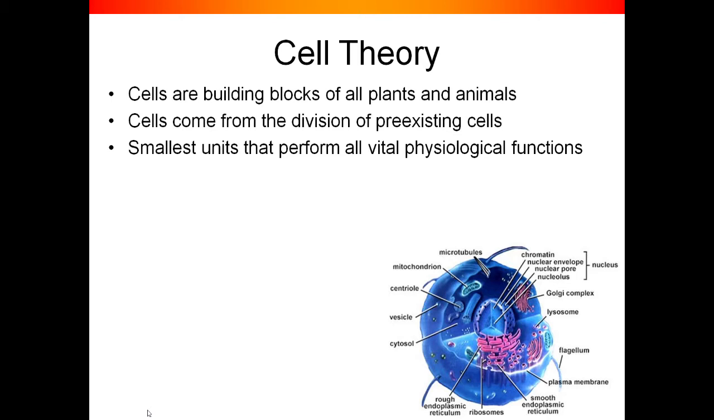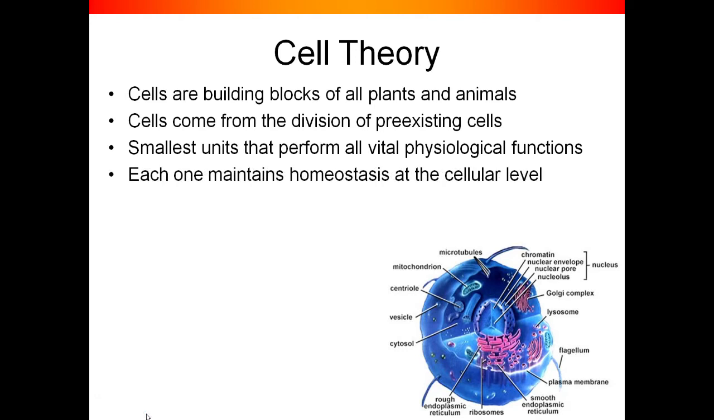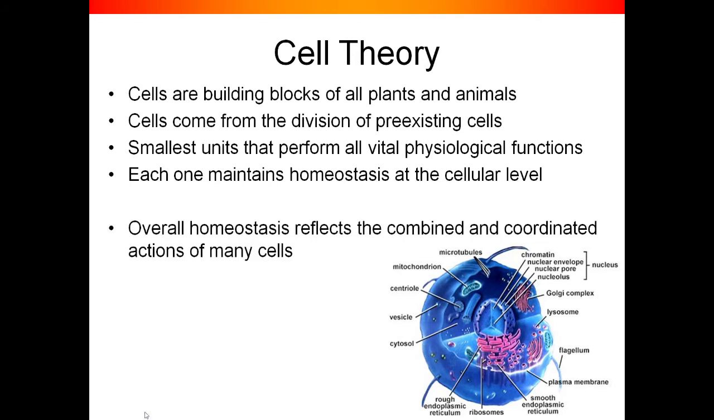Also, a component of the cell theory states that cells are the smallest units that perform all vital physiological functions. And each cell is responsible for maintaining homeostasis at the cellular level. So all of our cells work together in our body to help maintain this internal balance. Each cell contributes to the cause, right? And when you sum up the contributions of all the cells in the body, that helps to maintain homeostasis for the overall organism. Overall homeostasis reflects the combined and coordinated actions of many different cells in the body.